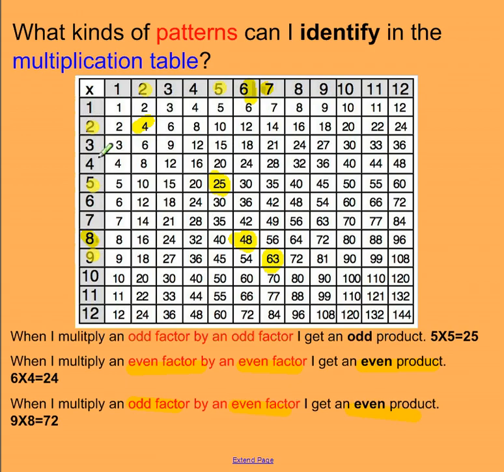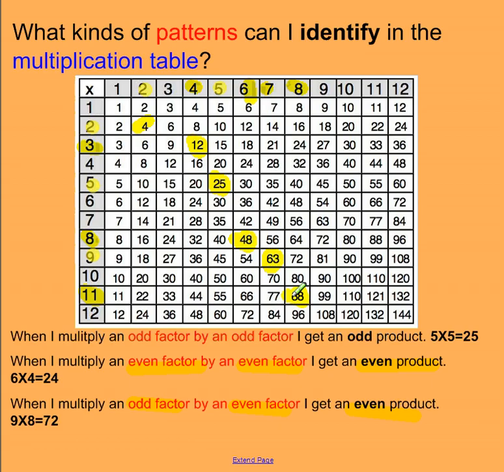So if I multiply 3, which is an odd factor, by 4, which is an even factor, that will equal an even product of 12. If I multiply, let's say I have an odd factor of 11, and I multiply 11 by an even factor 8, my answer, my product, is 88, which is an even product.